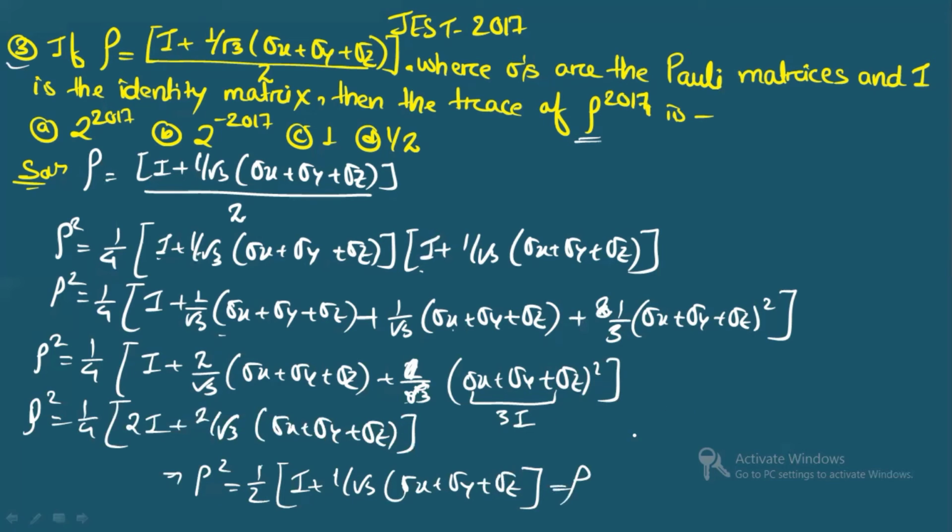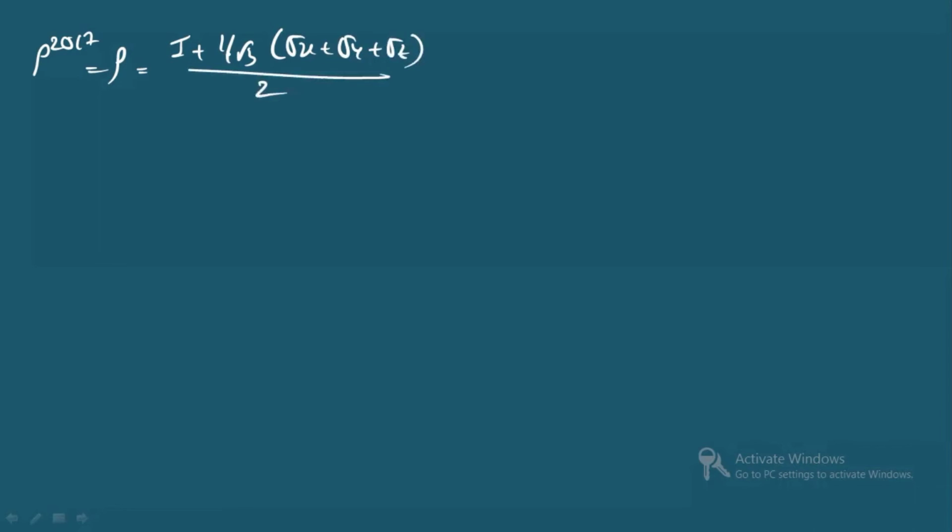You can see, so you have seen what? Rho square is equals to rho, where n is any positive integer. So you got rho 2017 equals rho. That means it is I plus 1 by root 3 into sigma x plus sigma y plus sigma z, divided by 2. So first we will find this term.